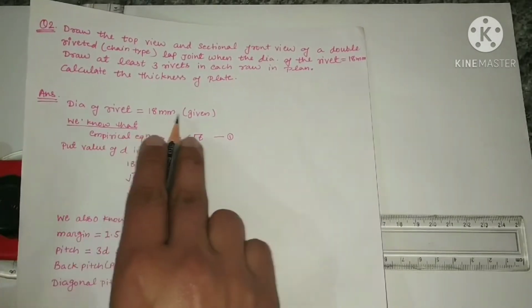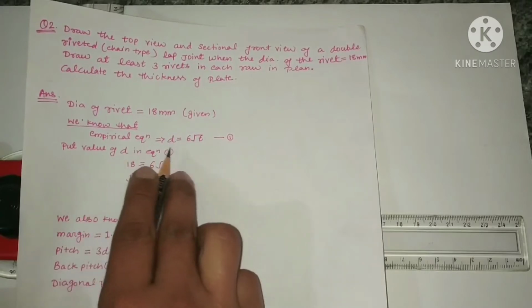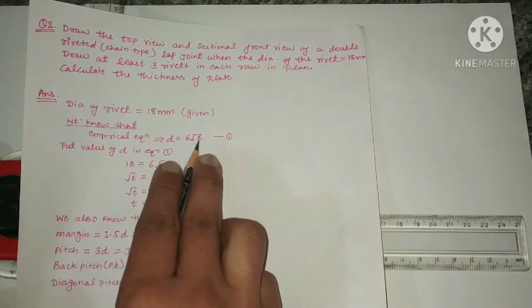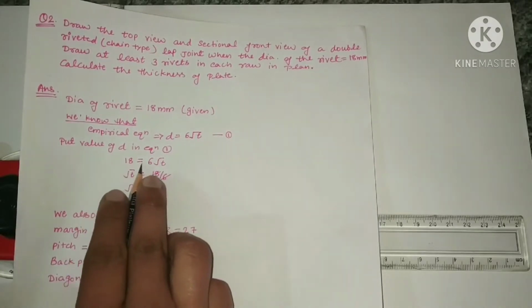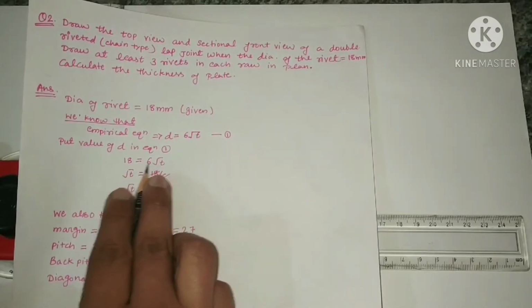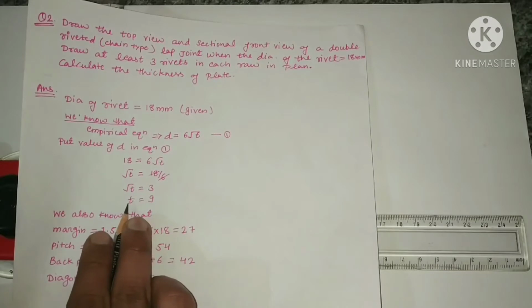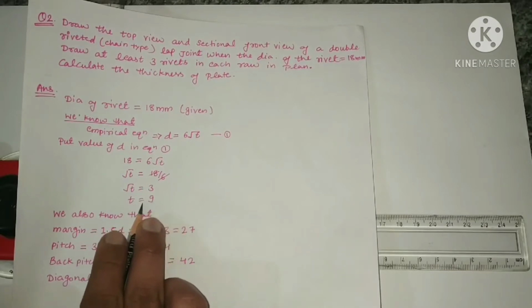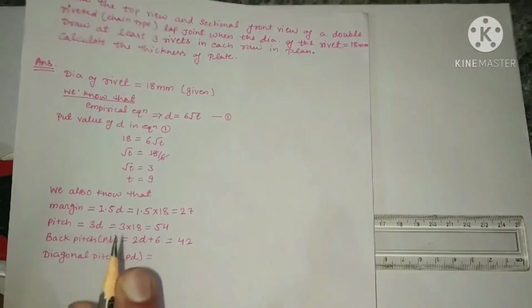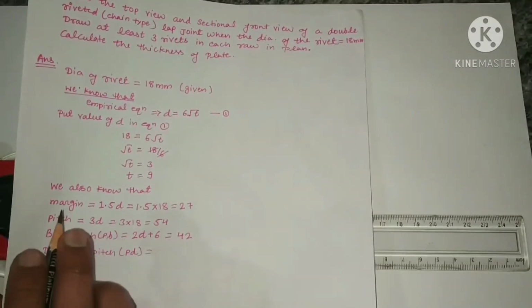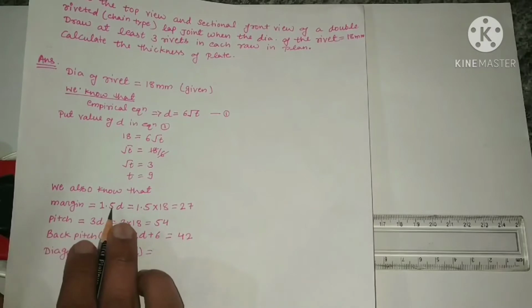So we know the given value. The given value is the diameter of the rivet as 18 mm. Now, applying the empirical formula, D is equal to 6 times root T, calculate T. You will get root T as 3, and T is equal to 9. That is, the thickness of the plate should be equal to 9 mm.